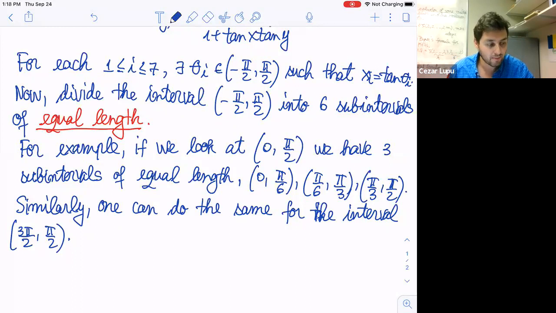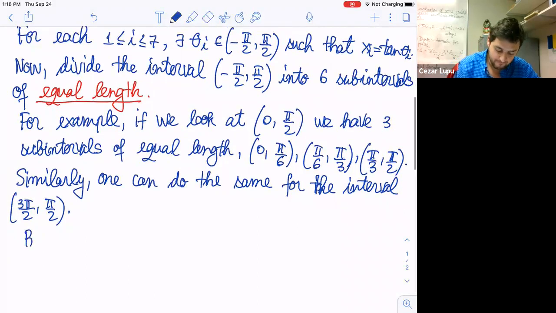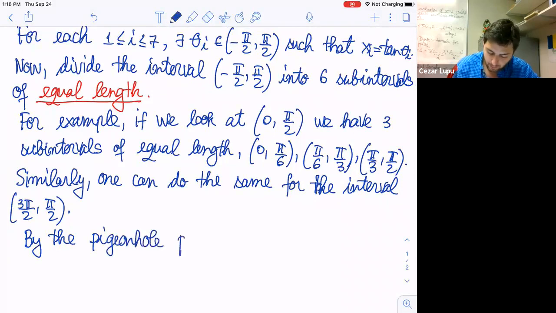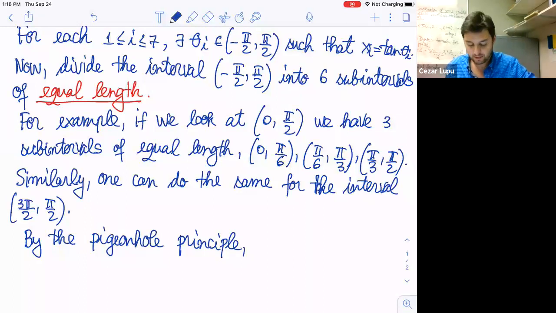And keep in mind that my numbers now are tangent of, my numbers will be some numbers between negative pi over 2 and pi over 2, and I have 7 of them. So this will imply what by the pigeonhole principle? By the pigeonhole principle, this implies what? So I have 6 intervals, 7 numbers. This will imply that 2 of them will be in one of the subintervals, right?